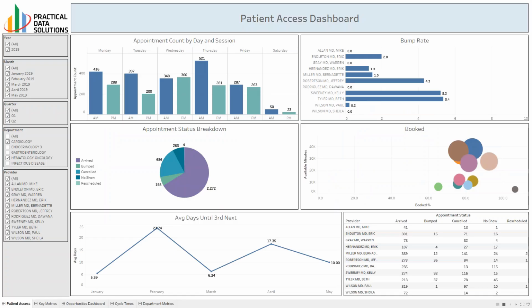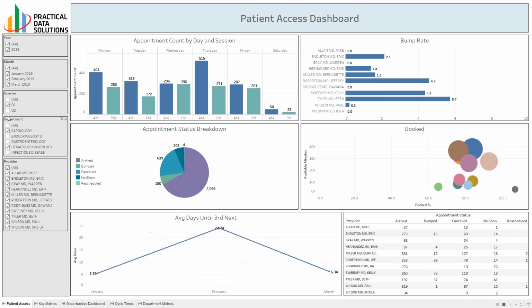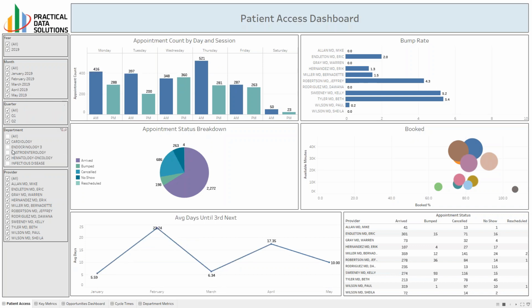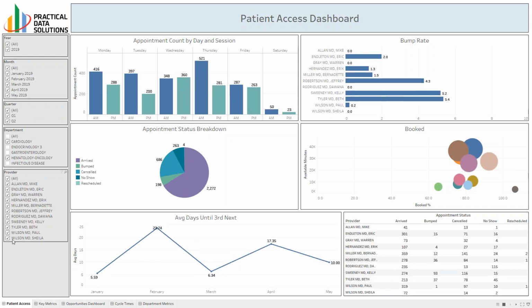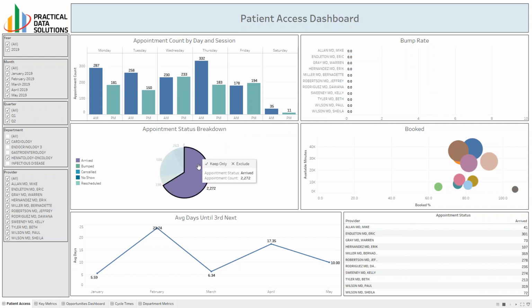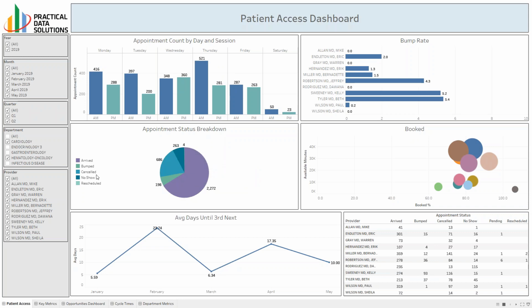So here we have a patient access dashboard that's built out in Tableau. And on the left side of the screen, we have selectors where you're able to select the time frame that you want to look at or different time periods. And then you can focus in on a particular department or a provider. We show the day of week and session breakout, and then we're displaying bumped rates by individual provider. The pie chart indicates appointment volumes by status and whether they're arrived, canceled, and so on.